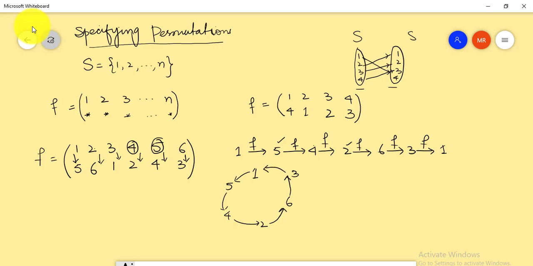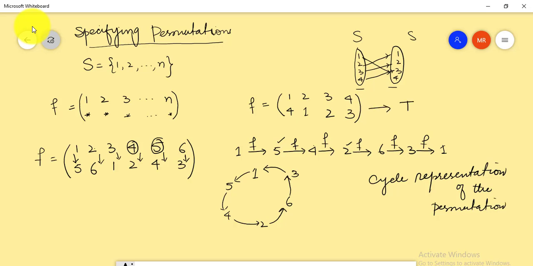And this representation is called the cycle representation of the permutation. And the representation that we have seen before is known as the two-line form of a permutation.